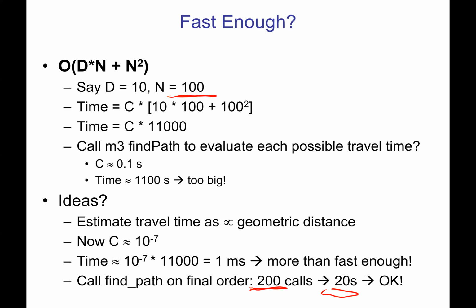It's if you're invoking find path over and over again as you're trying to decide, is this a good order or not, that you're going to get into trouble. So you can avoid that by just approximating the travel time with some function of geometric distance. Does that make sense? Okay, so it's going to speed things up.